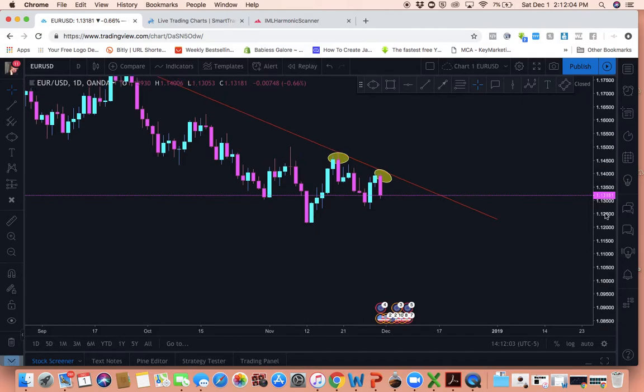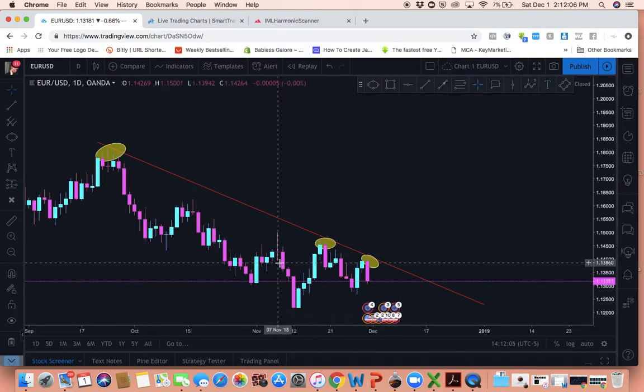This was a nice exhaustion wick. What that means is that this candle went all the way up here, but it got pushed back down by the market makers because it was tired of going up. So it got pushed back down and it closed here. That's a great confirmation that the market wants to go down because it got pushed back down.